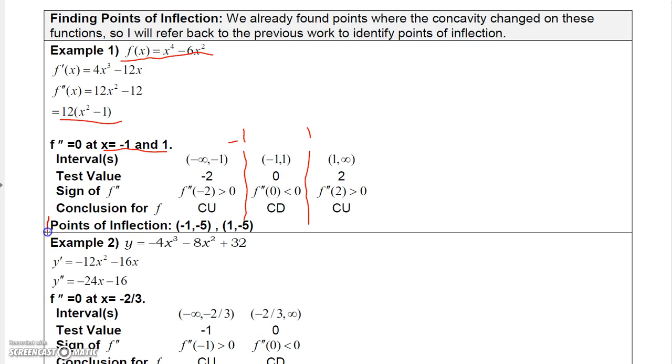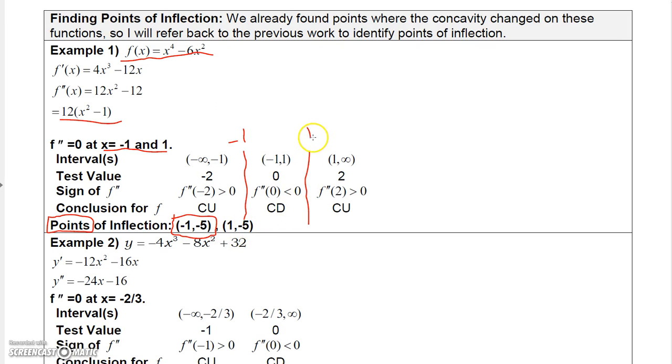But note, this says point of inflection, so that means you want the x and the y value. So I need to get the corresponding y value for -1. So the concavity changed when we crossed x = -1. But what is that point? Well, go back up in here and plug -1 in for x. (-1) squared is 1. Minus 6 times (-1) squared is 1 minus 6, -5. So the point of inflection for x = -1 is (-1, -5).